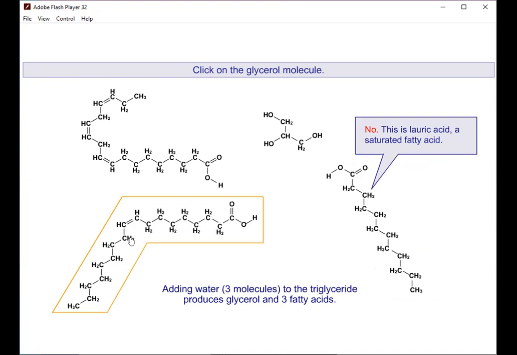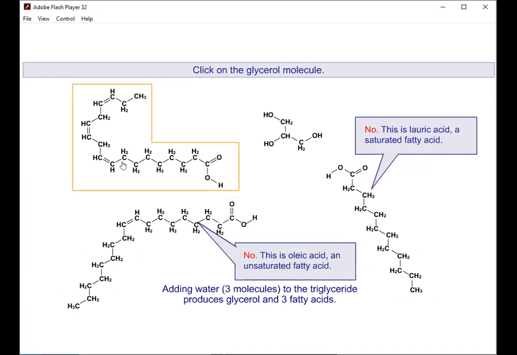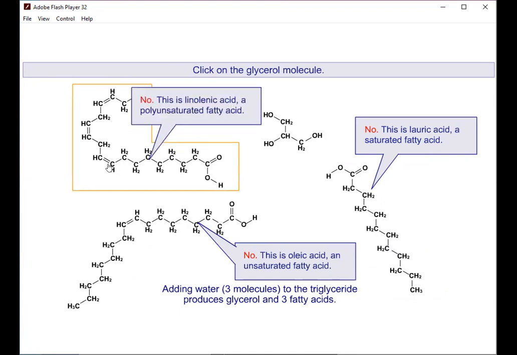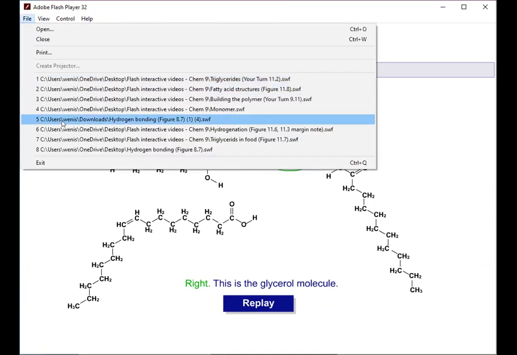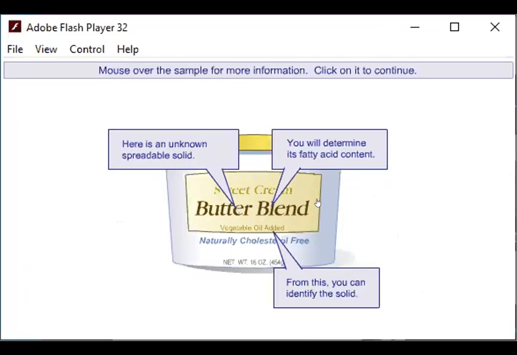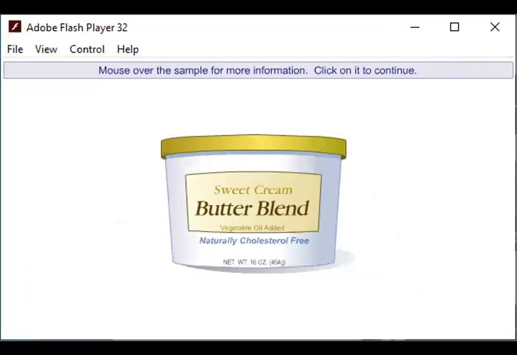This over here is an example of a monounsaturated fatty acid. How did I know that? Because there's 1 double bond right there. And this is an example of a polyunsaturated fatty acid. How do I know that? Because there are 3 double bonds there. This is the glycerol molecule, and it stands out once you've separated all of them. Let's take a look at one more, which is this one. Actually, let me make this bigger.